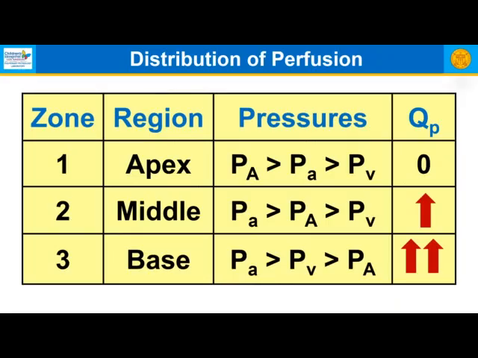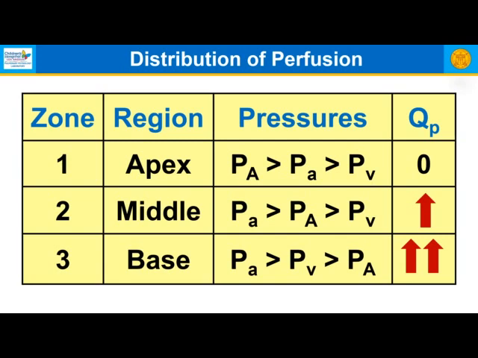Just to summarize, in zone 1 at the apex, alveolar pressure equals both arterial and venous pressure, and there's no flow. In the middle of the lung, arterial pressure exceeds alveolar pressure, and flow is determined by that difference. So there's some flow and it increases. Then at the base, arterial and venous pressure both exceed alveolar pressure, and that has the greatest amount of flow.